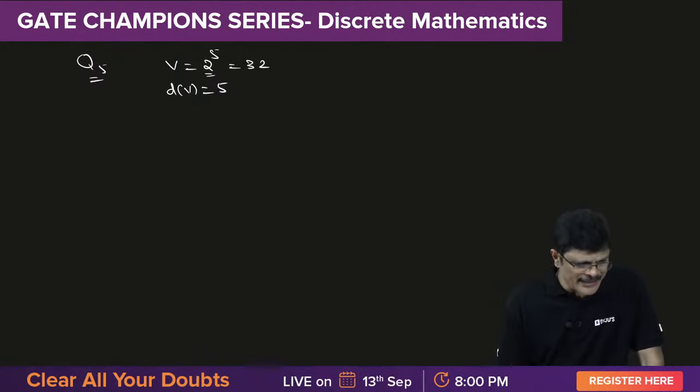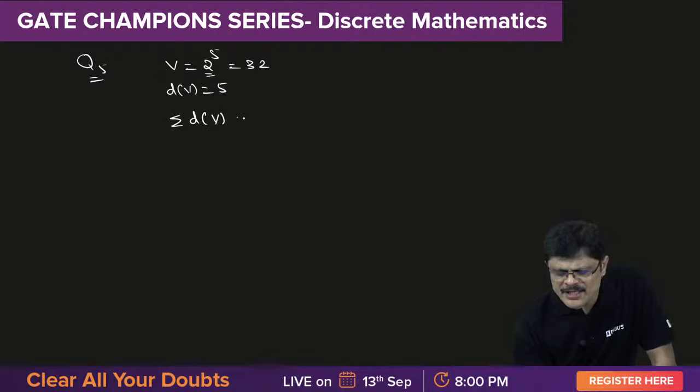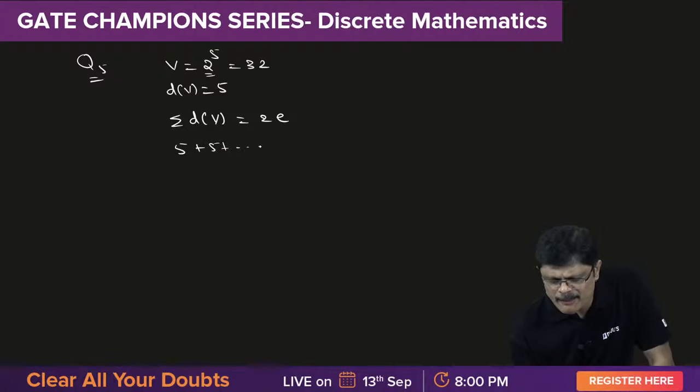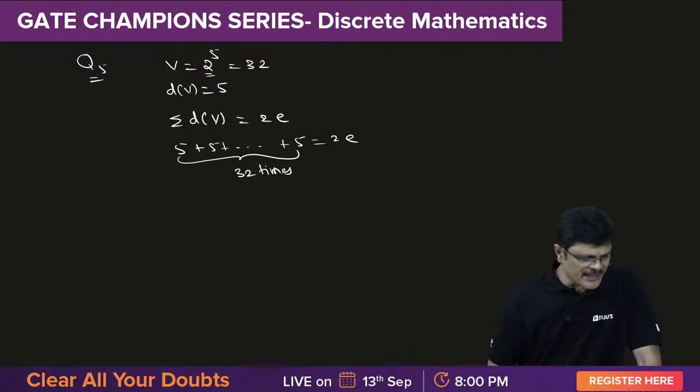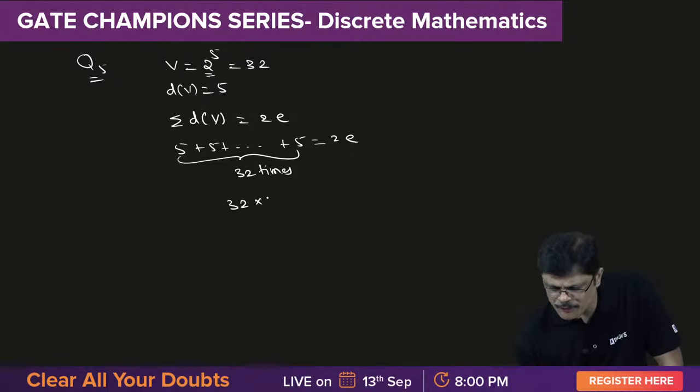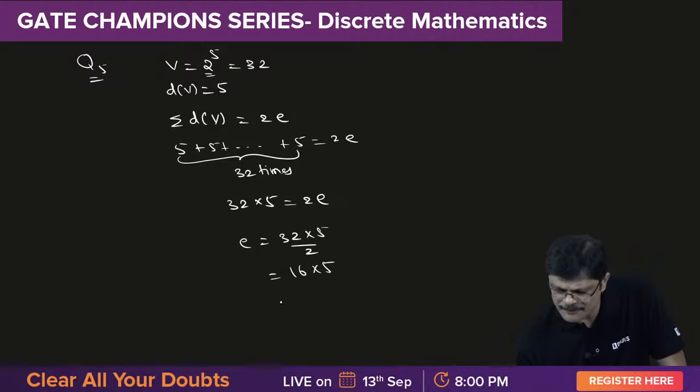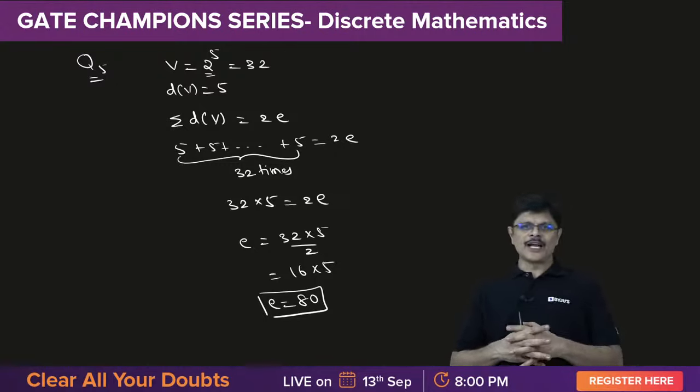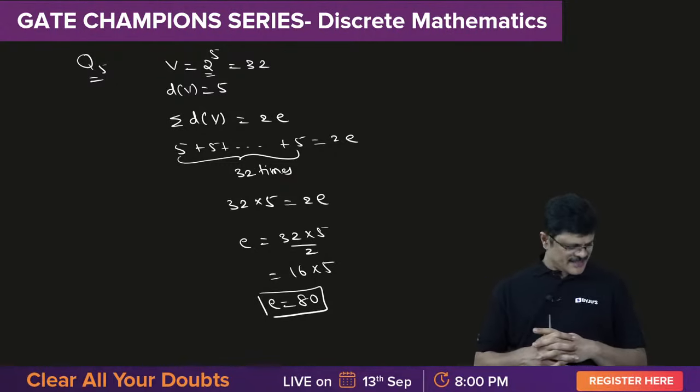Anant Mohan, wait, I'll answer your question. Now, what about the sum of degrees of vertices? This should be equal to twice the number of edges. The degree of each vertex is 5, so 5 plus 5 plus 5. How many times is 5 added? 32 times, because 32 vertices are there. So 32 into 5 is equal to 2E. Therefore, E is equal to 32 into 5 by 2, which is 16 into 5, which is 80. Good. Anant Mohan, very good. That is the answer.